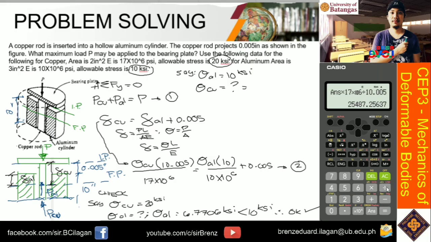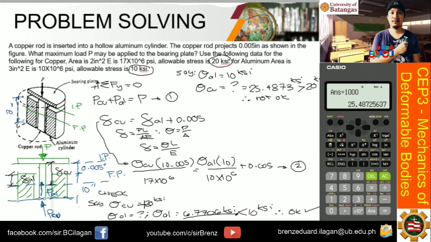And then, that is in PSI, so divide mo ng 1,000. The answer is 25.4873 KSI. Okay, so as you can see, that is greater than 20 KSI. Therefore, this answer is not okay. So tama na ito yung ating nakuhang sagot. Okay, so that will be the actual stress during dun sa ating application ng P, yung pinapahanap.